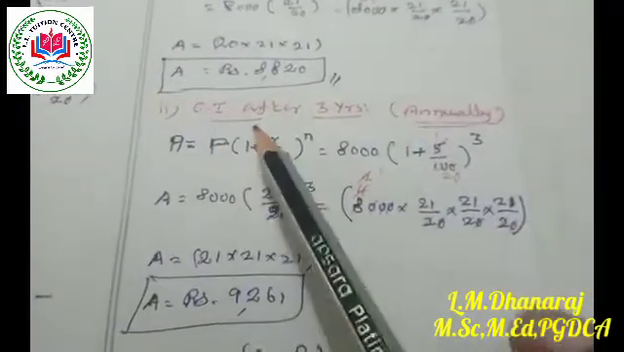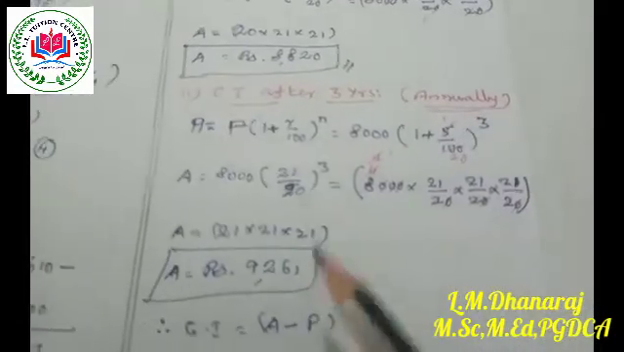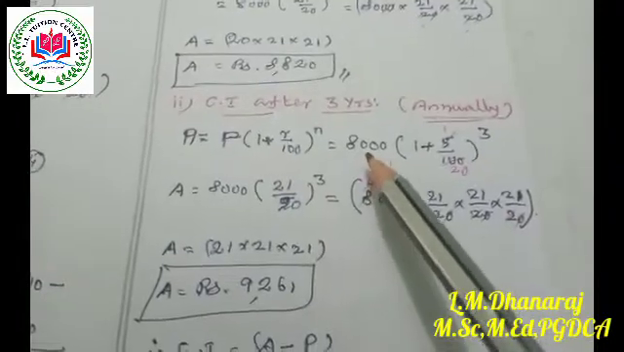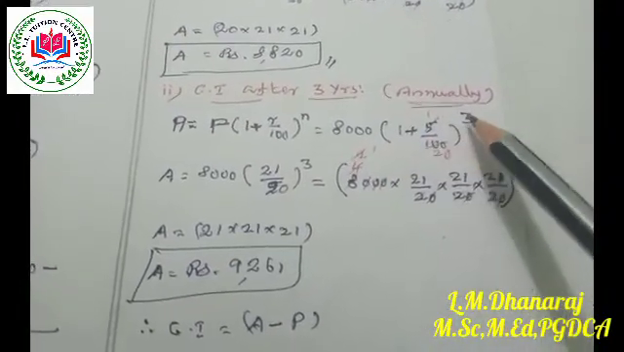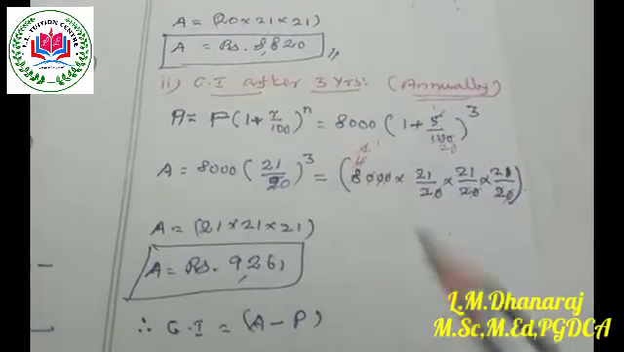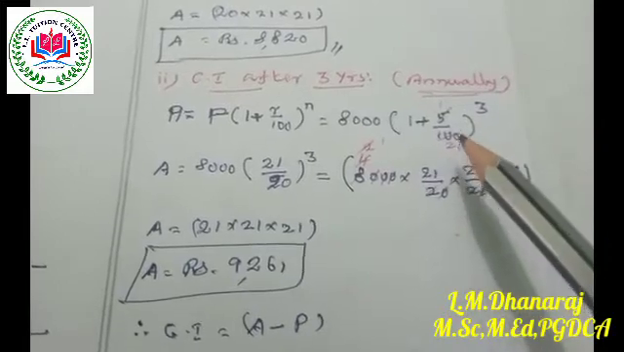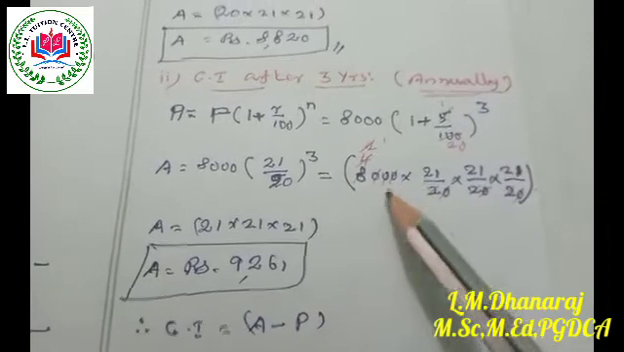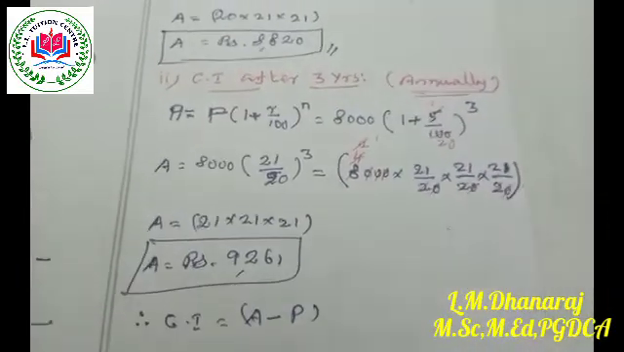Now the second subdivision is we have to find the compound interest after 3 years, which is compounded annually. Amount is equal to P into 1 plus R by 100 whole power n. 8,000 into 1 plus 5/100 whole power 3, n is 3 years. By cancellation, this is 21/20 whole power 3. 8,000 into 21/20 into 21/20 into 21/20.